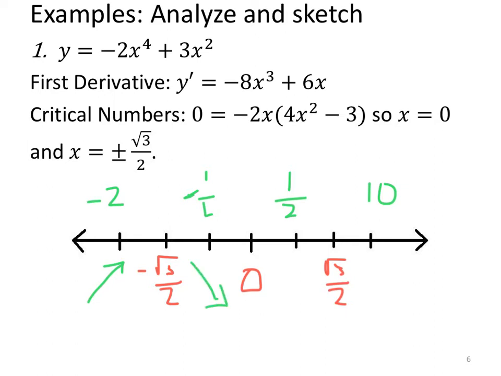Now, the positive 1/2 in the square, it doesn't change what's in parentheses. 4x squared minus 3 when x is 1/2, still going to be negative. But now out in front, the negative 2x times 1/2 is also going to be negative, and a negative times a negative is positive. Putting in 10, we'll have a negative in the front, positive here, negative times a positive will be negative, and we have increasing, decreasing, increasing, and decreasing.